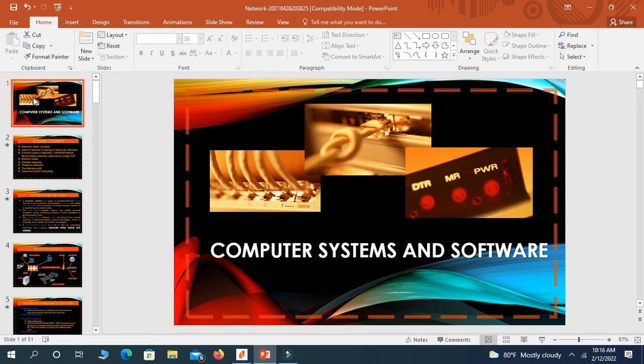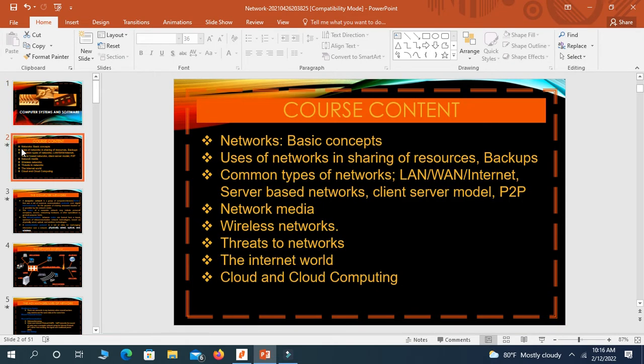This topic is all about computer systems and software. These are the contents that I'm going to cover. First, we will start off with the basic concept of networks. Then we will discuss the uses of networks in sharing resources and backups. Next, we have common types of networks. We all know there are different kinds of networks such as LAN, WAN, Internet, server-based connections, client-server model, and P2P.